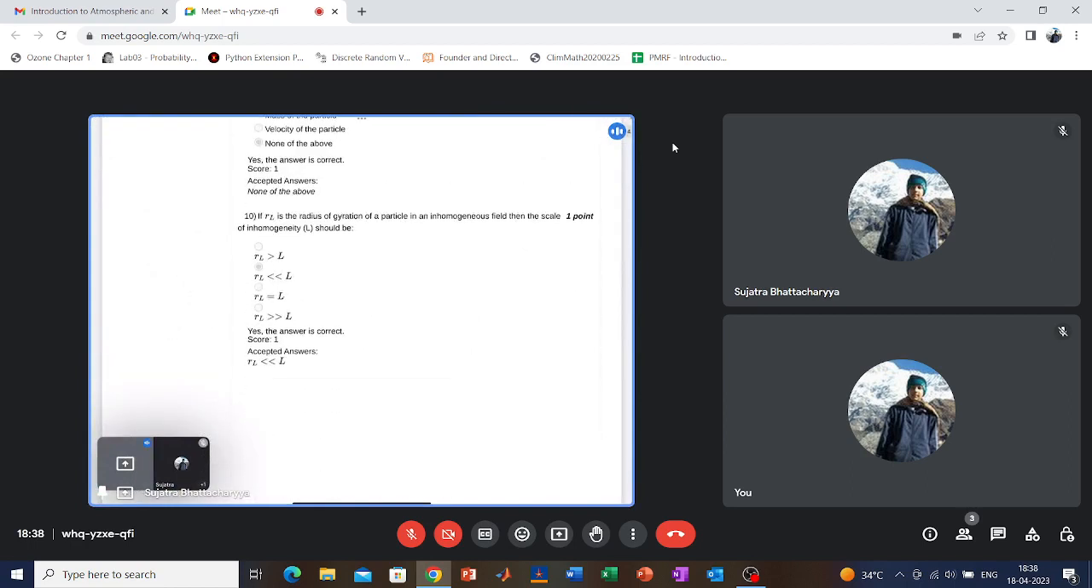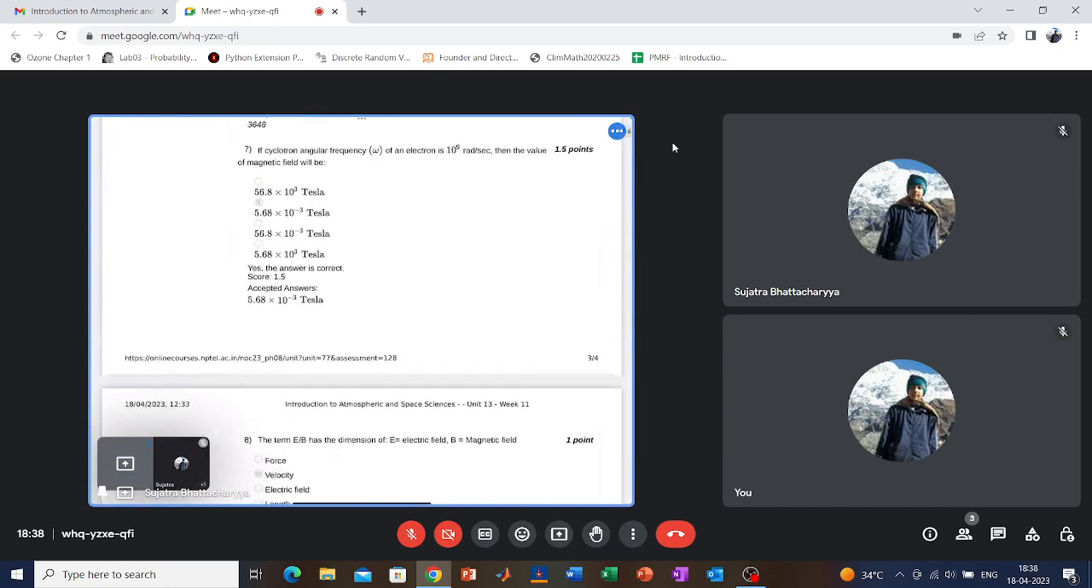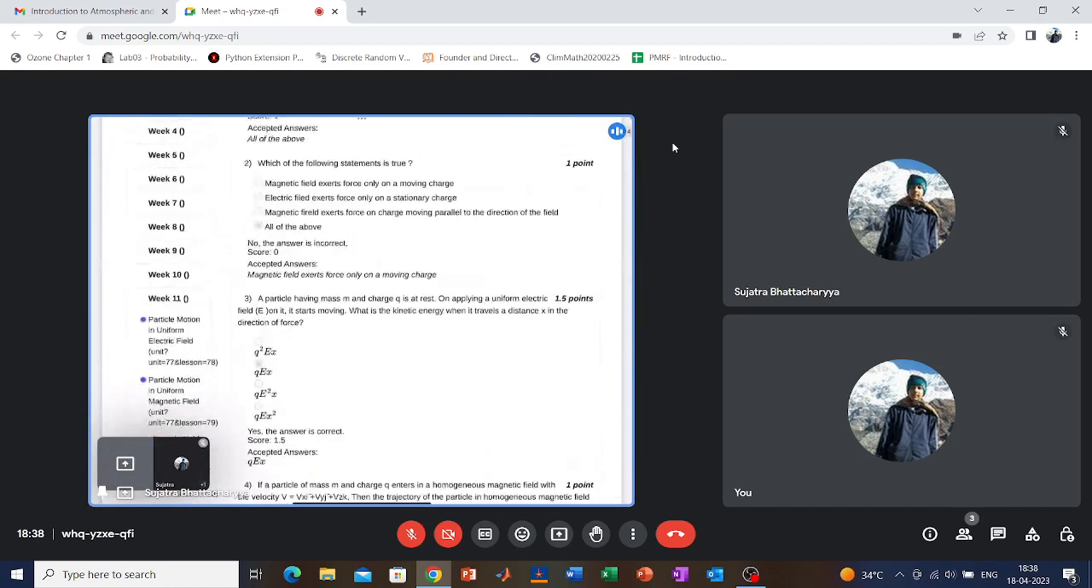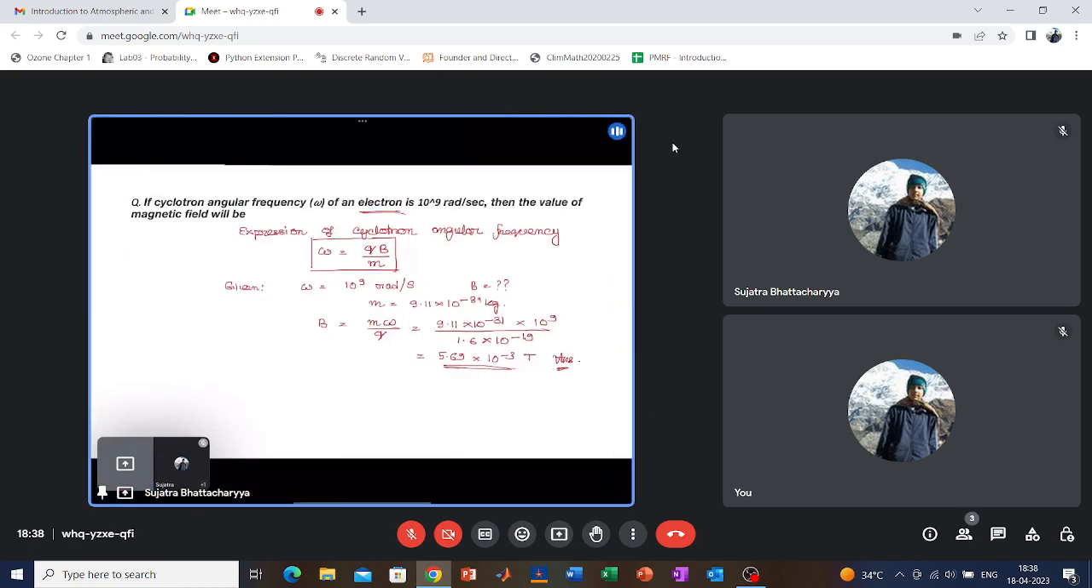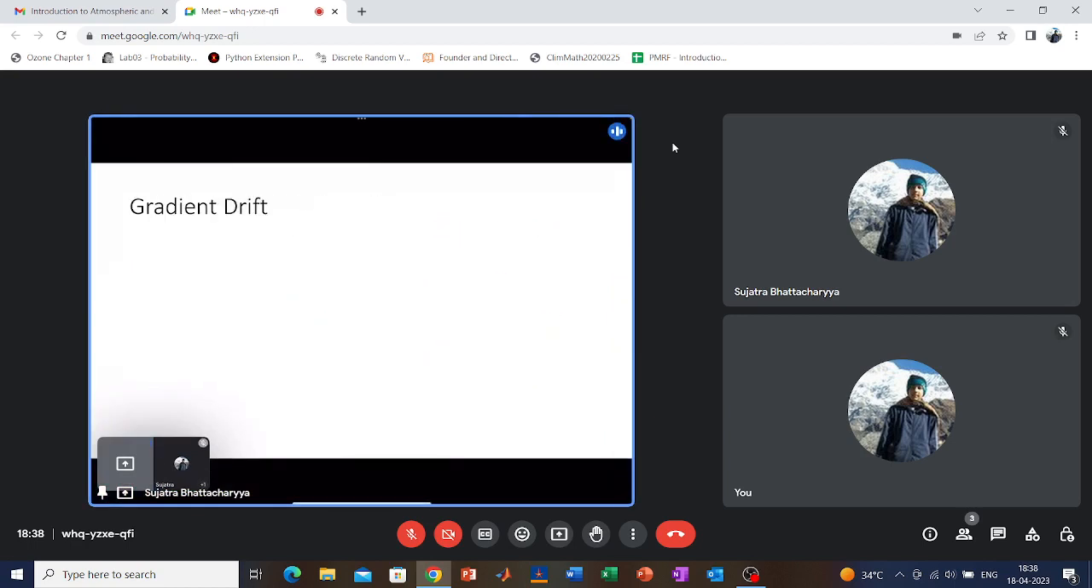So all the questions of these assignments we have seen already. The 11th week assignment questions are clear now. Now we will move towards some week 12 concepts which will be helpful, like the gradient drift, then curvature drift, then planetary ring currents, then magnetic mirroring, through which we see whether the particle in the magnetic field will reflect, be trapped, or be lost. We have to understand the condition behind this particular behavior of these particles.